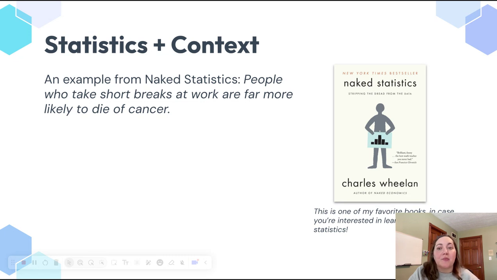And in this example, people who take short breaks at work, it turns out, were the people that were taking smoke breaks. So people that smoke at work are far more likely to die of cancer because people who smoke are far more likely to get cancer. And if you get cancer, you're far more likely to die of cancer than people who do not smoke at all. So context is so important in statistics.